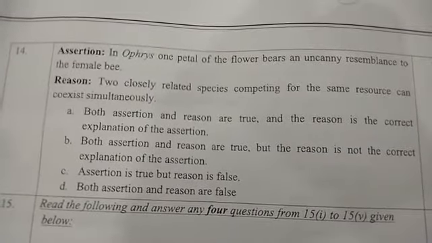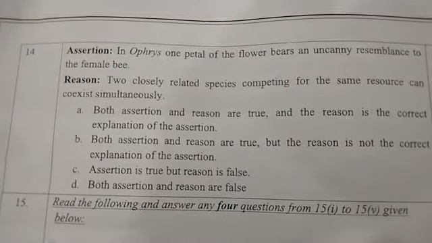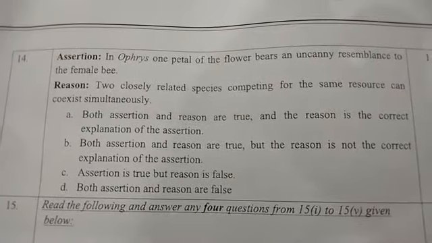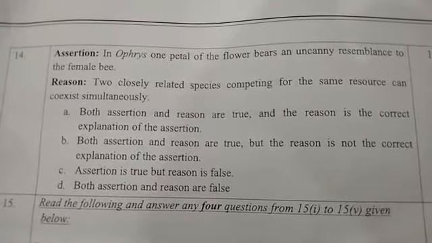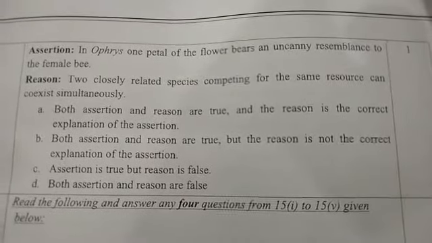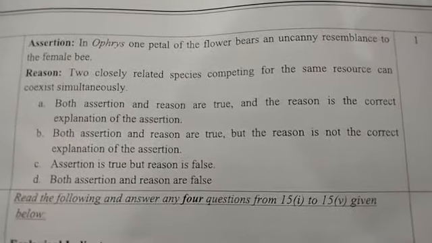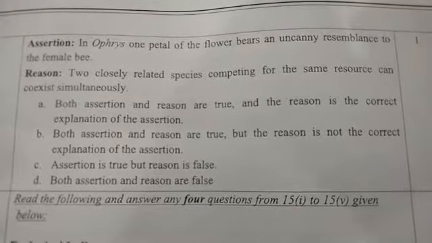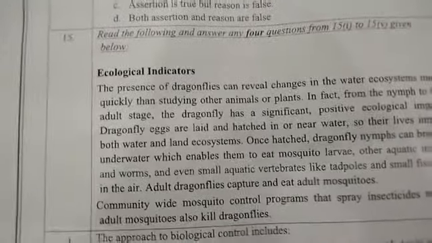Assertion. It is like in Ophrys, one petal of the flower bears an uncanny resemblance to the female bee. Okay, and the reason: two closely related species competing for the same source can coexist simultaneously. Okay, again, just as the above four options. Okay, and then here we come to the other two more questions.